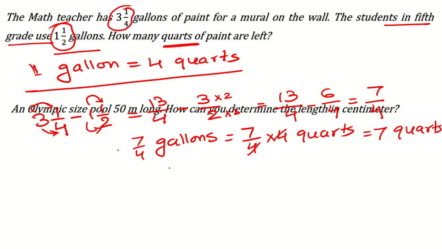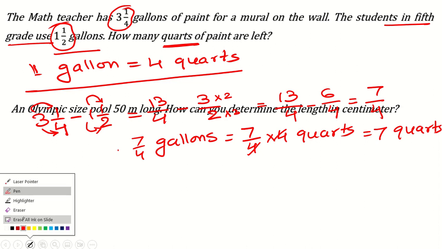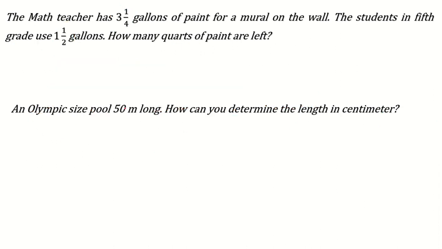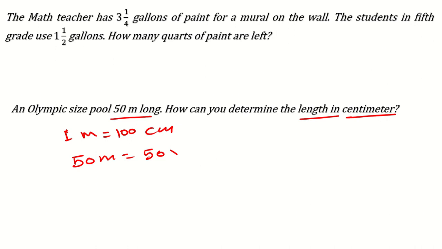Now next question can be, I am erasing this question. An Olympic size pool is 50 meters long. How can you determine the length in centimeters? See, this is a very easy question for you. 1 meter is equal to 100 centimeters. So 50 meters will be equal to 50 multiplied by 100, which means 5000 centimeters. Okay, I am sure you are well aware of multiplication by 10, 100, 1000. Okay, you remember all these things.